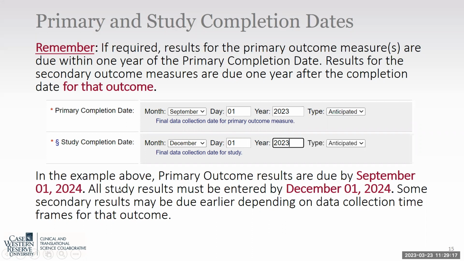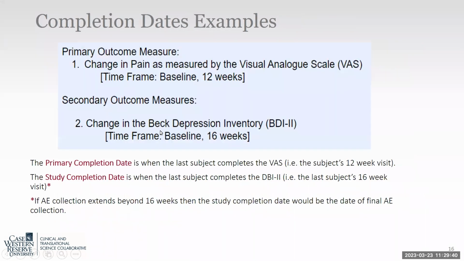So if you look at the above example, the primary completion date is September 1st, 2023. So results are due no later than midnight on September 1st, 2024. And then all of the other results have to be entered no later than December 1st, 2024. So it's 1 year post each of these completion dates.